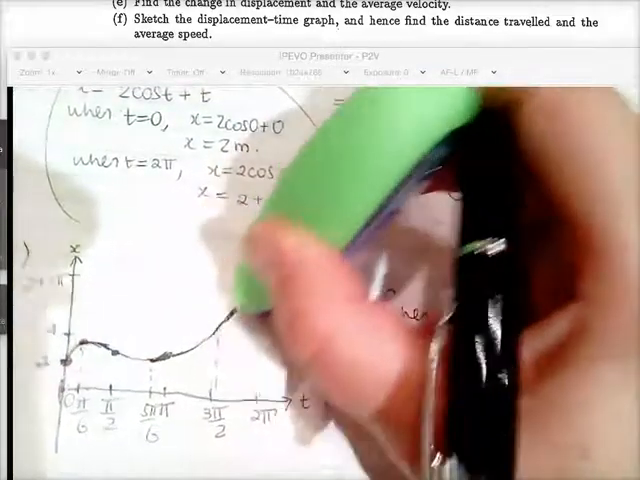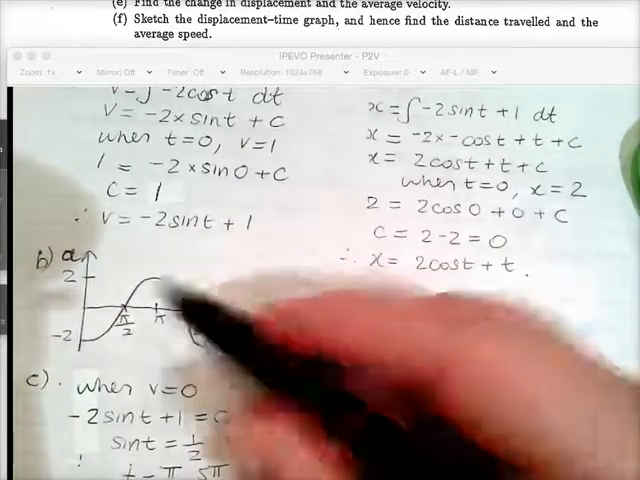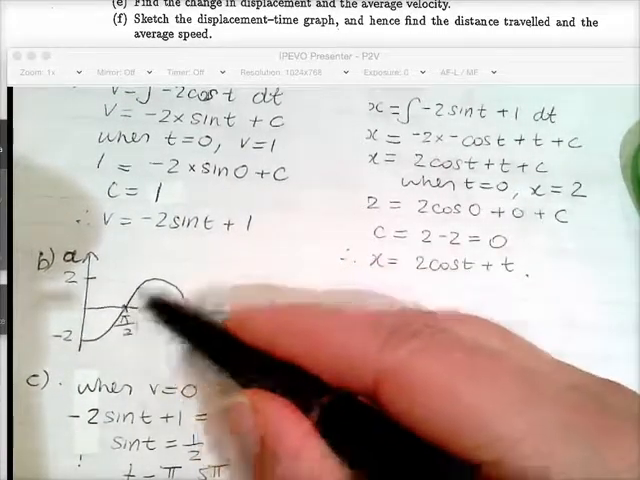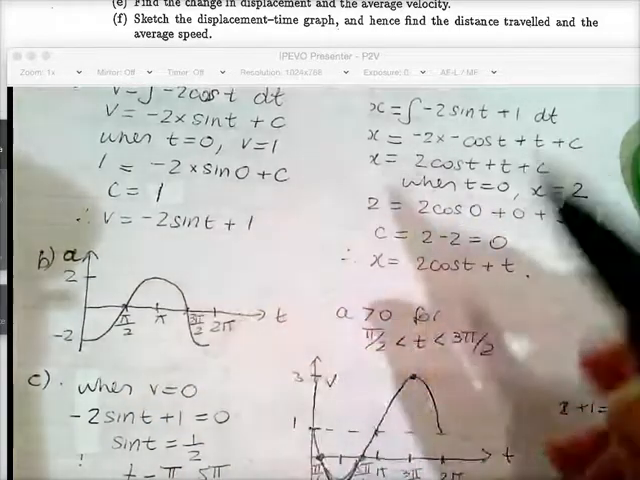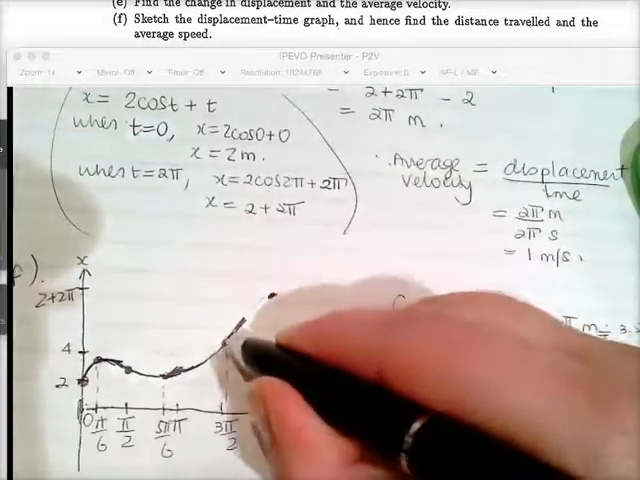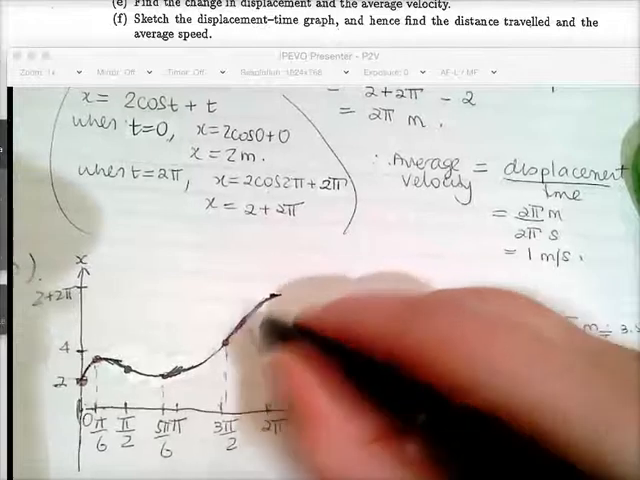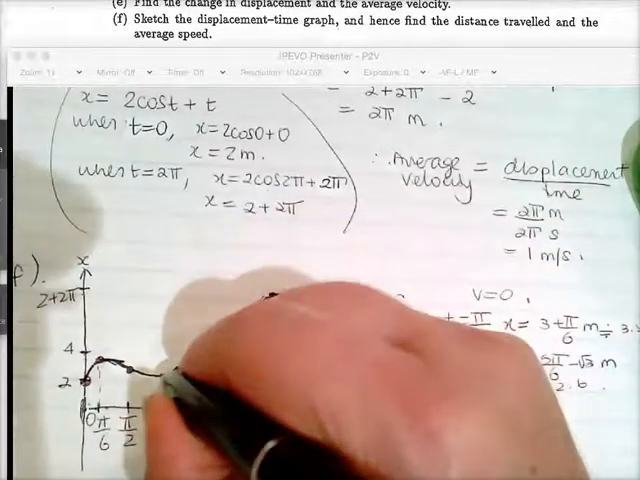But now let's look at concavity as well. Here's the acceleration from 3 pi on 2. So from pi on 2 to 3 pi on 2, it's concave up because the acceleration values are positive. And from 3 pi on 2 onwards, it's concave down because the acceleration values are negative. So we need an inflection there at 3 pi on 2, and it's concave down. So the graph looks like that.